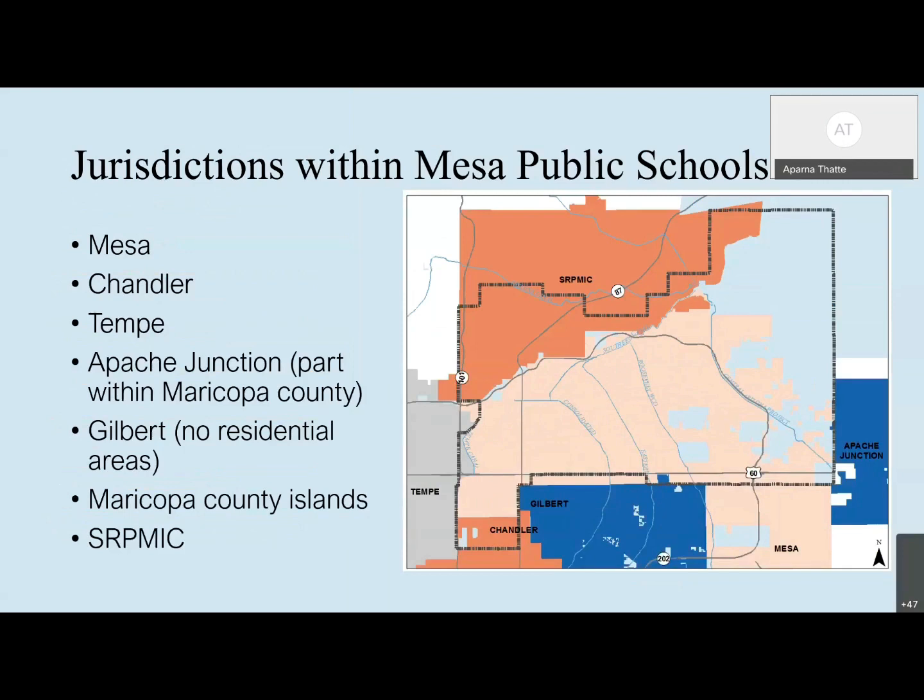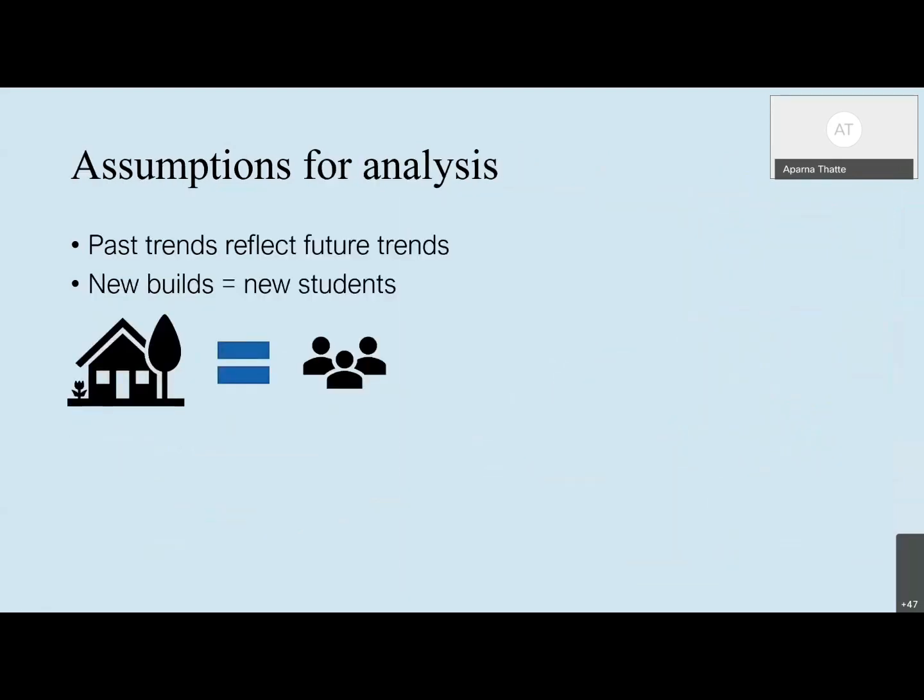So these are the jurisdictions within Mesa Public Schools. There's obviously a big part of the City of Mesa, Chandler, Tempe, Apache Junction. There's a tiny portion, but it has houses in it. Gilbert, there's another tiny portion with no residential areas. And then there are Maricopa County Islands, and some portion of the Salt River Pima-Maricopa Indian Community is also within the boundaries. So the assumptions for this analysis are that past trends reflect future trends, and in the past, new builds have resulted in new students.